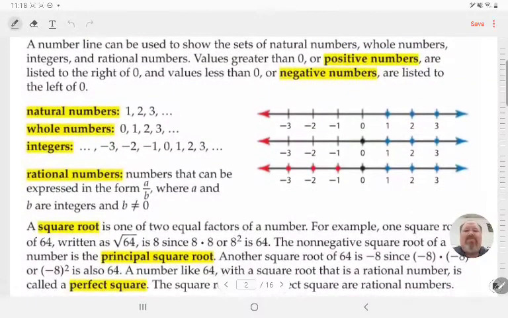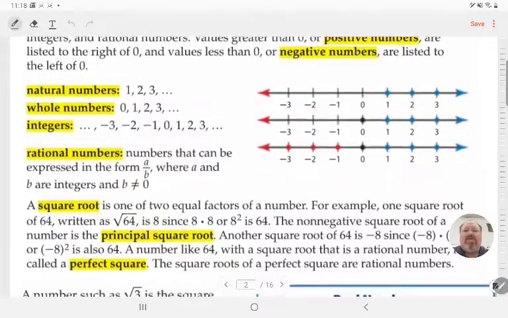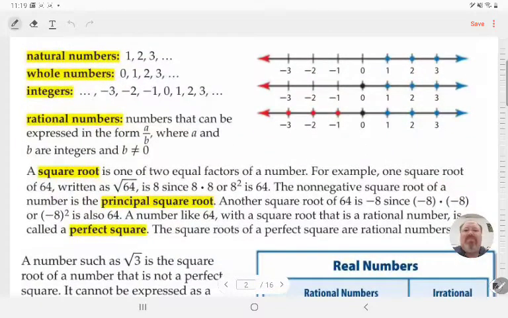And we have natural numbers, which is 1, 2, 3, 4, 5, and so forth. We have whole numbers, which are all of the natural numbers plus 0. And then we have integers, which are all of the natural numbers, the whole numbers, plus all of the negative numbers. They make up integers. And then rational numbers are numbers that can be expressed in the form of a over b or can be expressed in a fraction, as long as the bottom or the denominator is not 0.